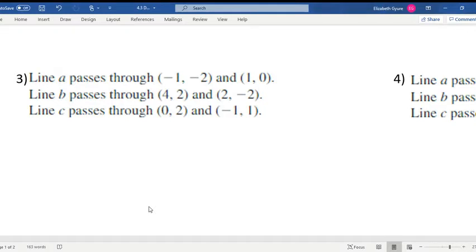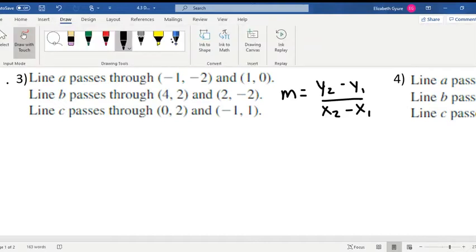Yep, we're going to use our slope formula. So let's write that down so we don't forget. Remember, your slope formula is m equals y2 minus y1 over x2 minus x1. If there's one thing you can do when you leave my class, it's going to be able to find slope, because we do it so often. Okay, so that's what we're going to do. We're going to do this for each of these.